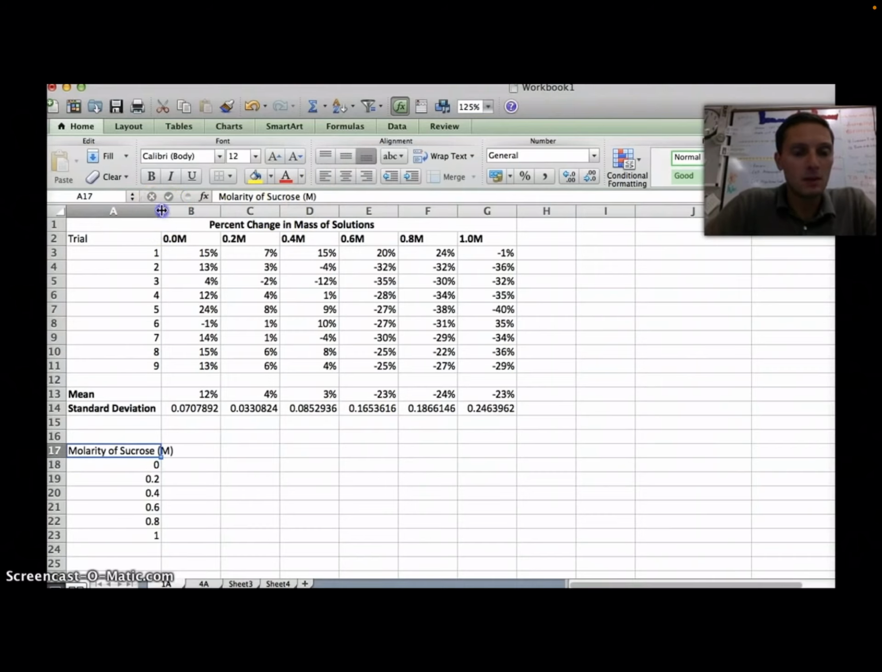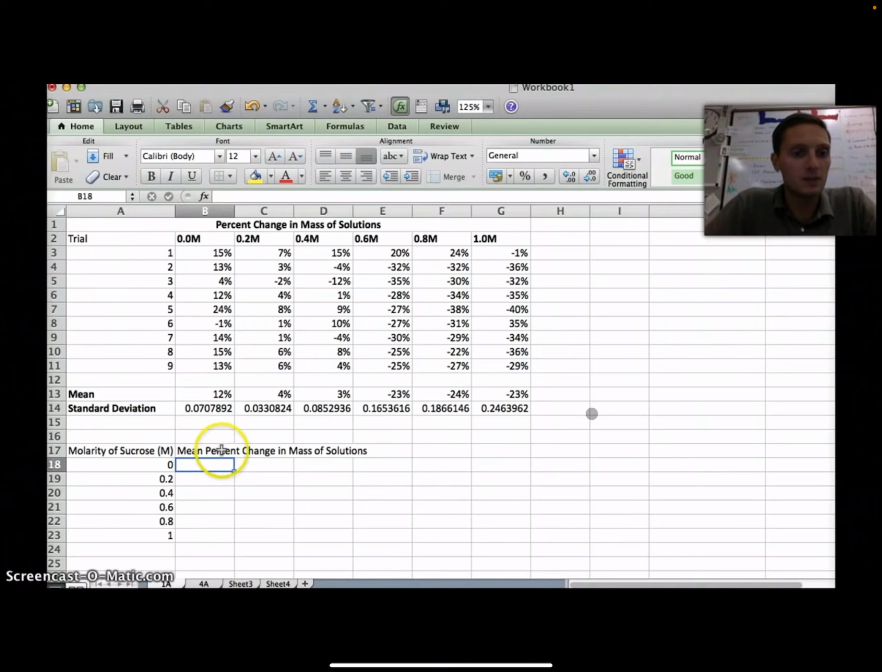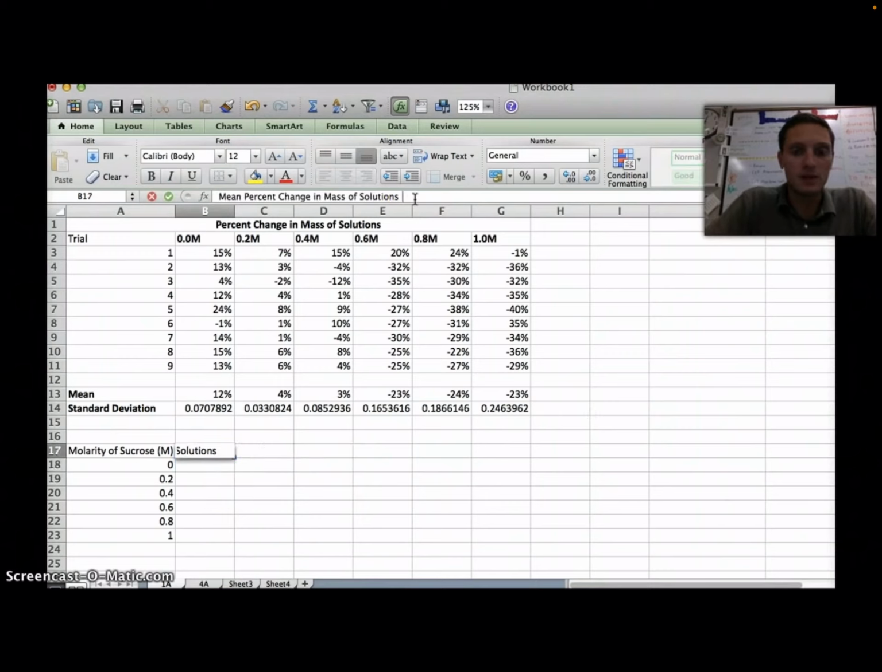Let's make this column a little bit bigger here. And the next one, I want to add the mean percent change in mass of solutions. By setting up this little data table right here and actually taking the time to label our information really well, it's going to make making our graph easier. And I need to actually add units to this, so I'll do that. This was in, no, I guess I don't need to do that since it's just percent.